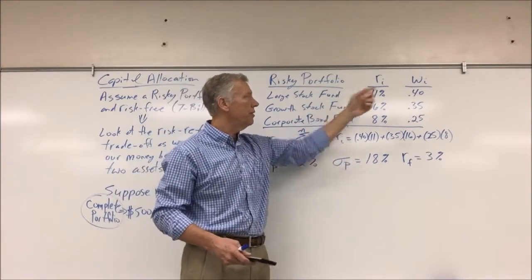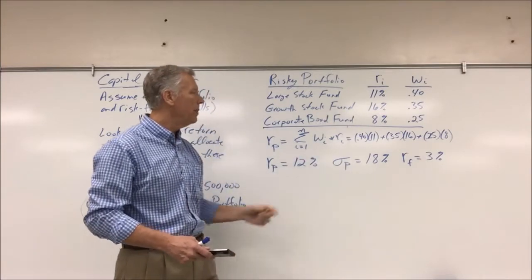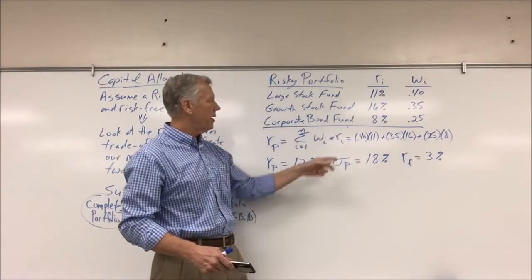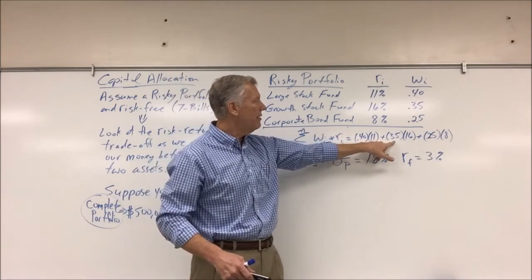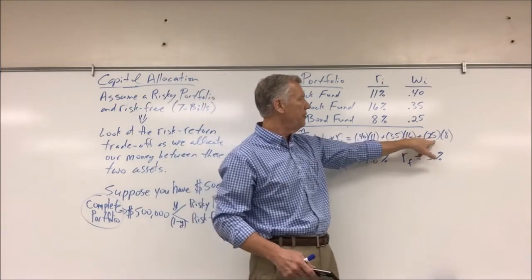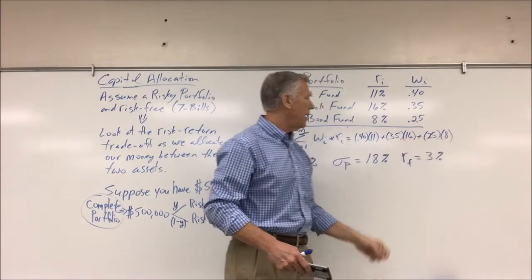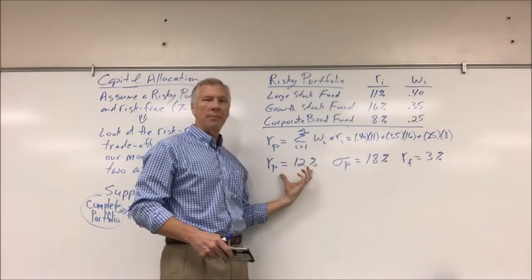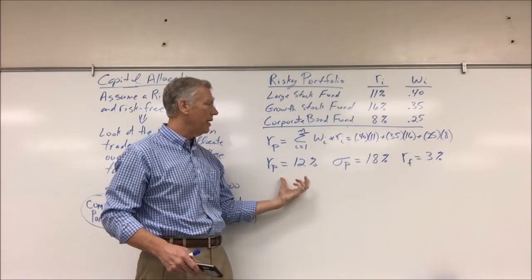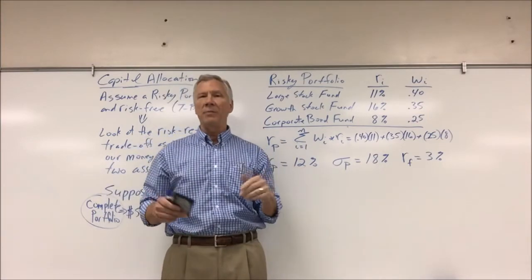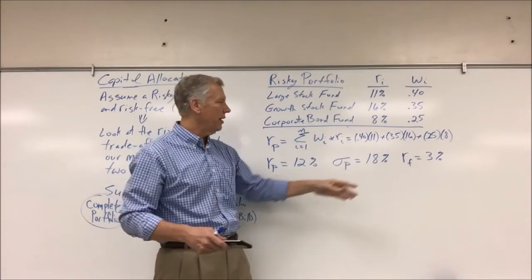The R's, of course, are the corresponding rates of return. Well, I did the math for you right here. So I've got 0.4 times 11 plus 0.35 times 16, plus 0.25 times 8. If you add all those together, you come up with an expected rate of return of 12% on this portfolio. Now, this is a number I'm just giving you for purposes of this lecture.